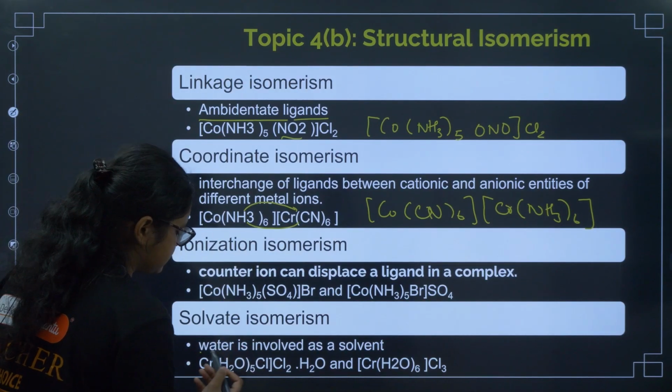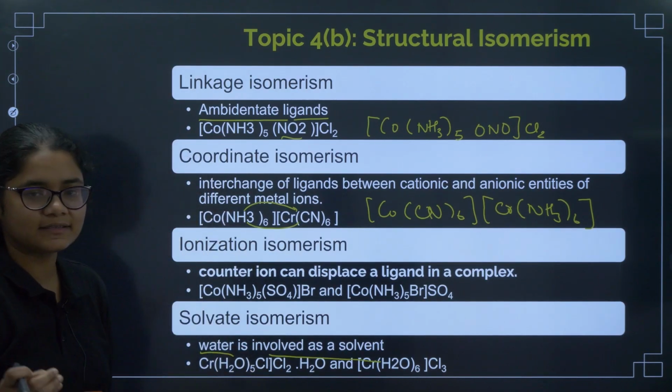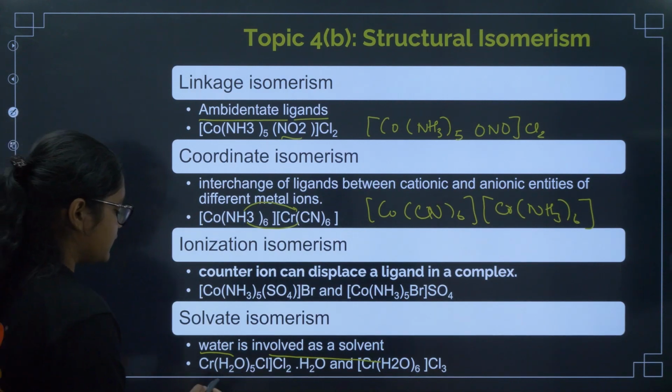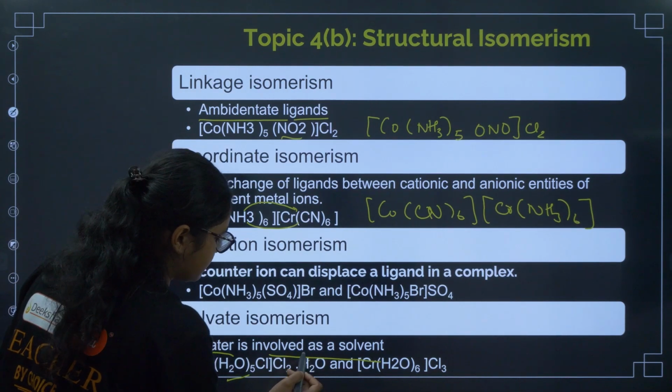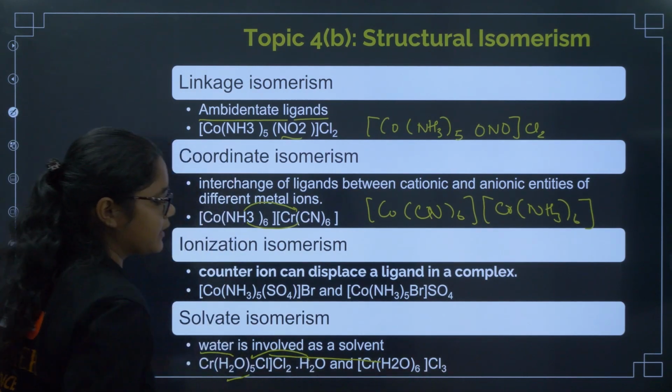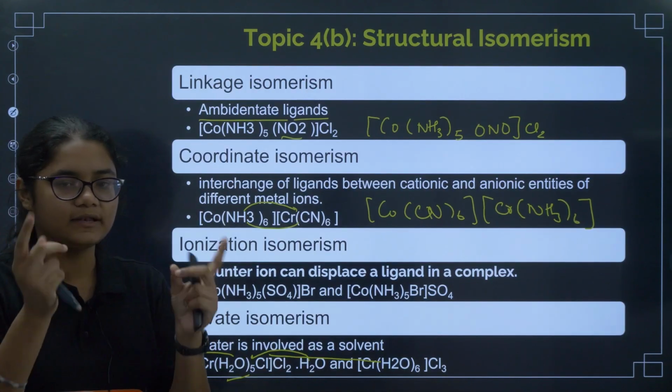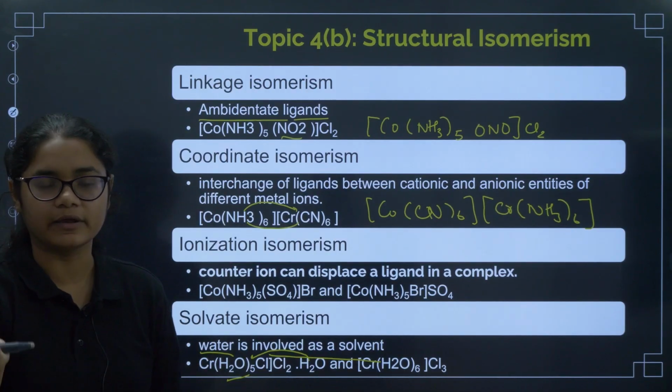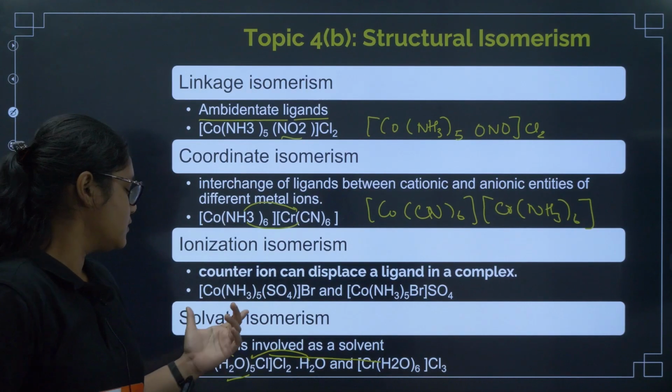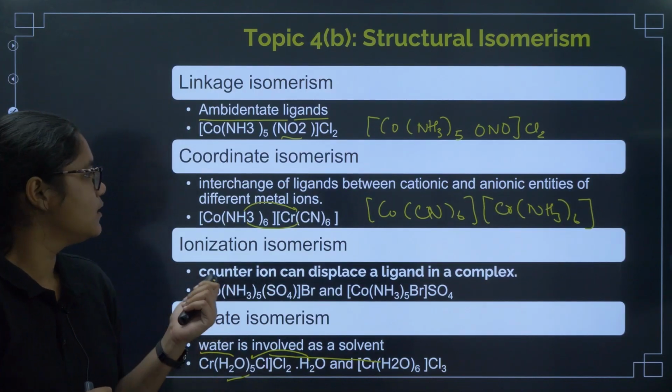In solvent isomerism, it is very easy. Water should be there as a solvent, right? So you can see here we have water, and this water can come out and Cl3 can go in. So water can be inside the complex and outside the complex, and you can interchange them, then we will get solvent isomerism. Okay.